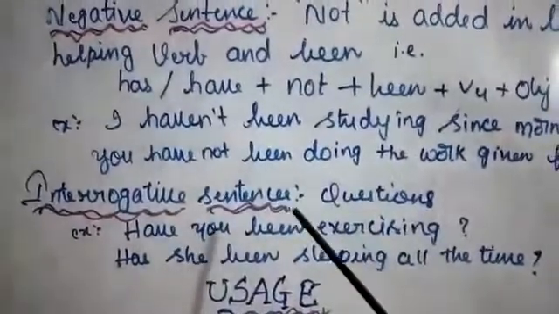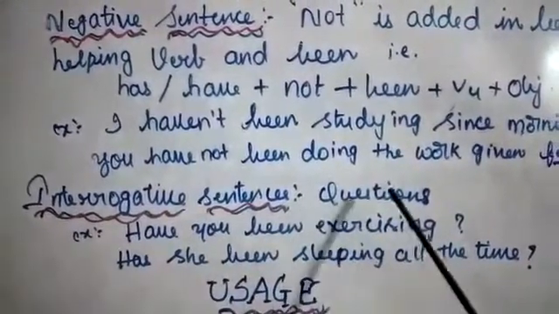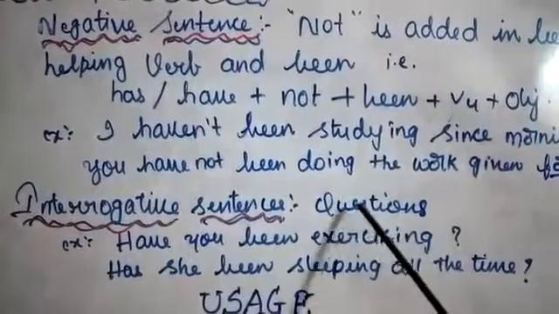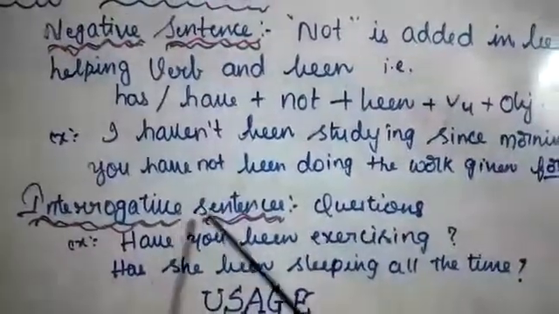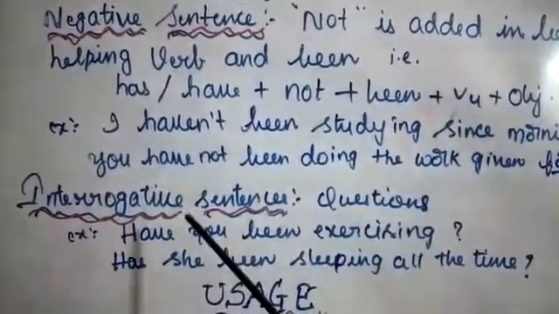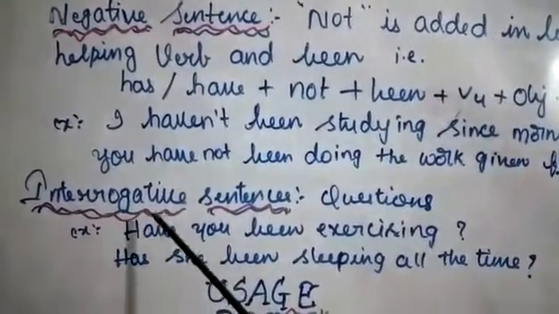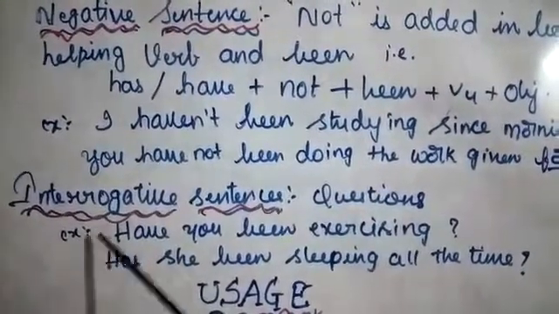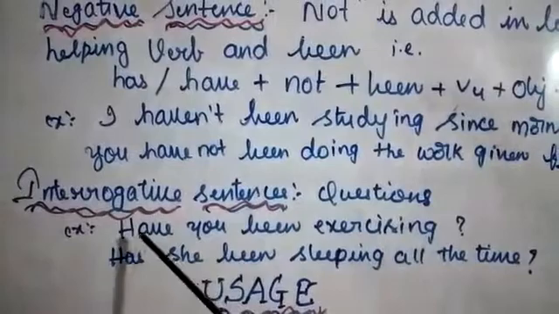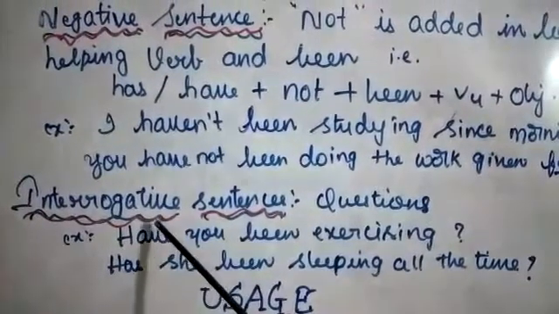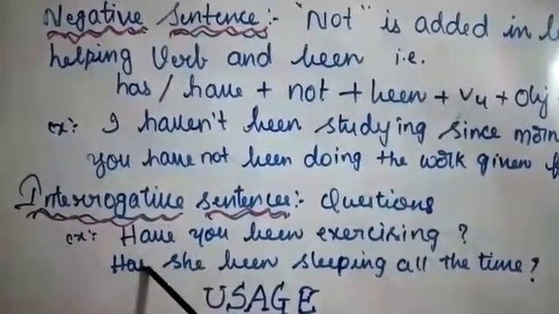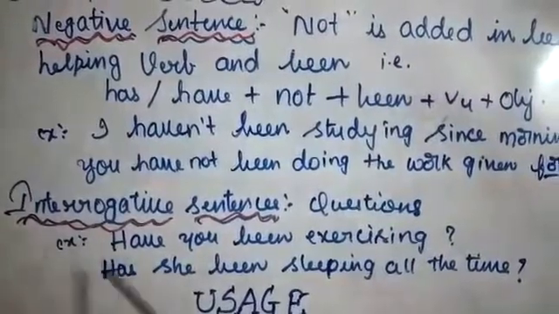Now we'll see interrogative sentences. What are interrogative sentences? Questions. As you all know, in interrogative sentences, often the helping verb comes at the beginning of the sentence followed by subject. Here the helping verbs in present perfect continuous tense are has or have. So these helping verbs should come at the beginning of the sentence.